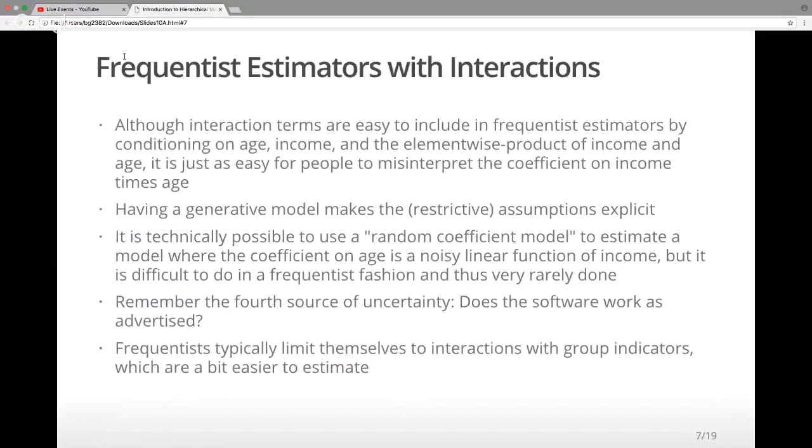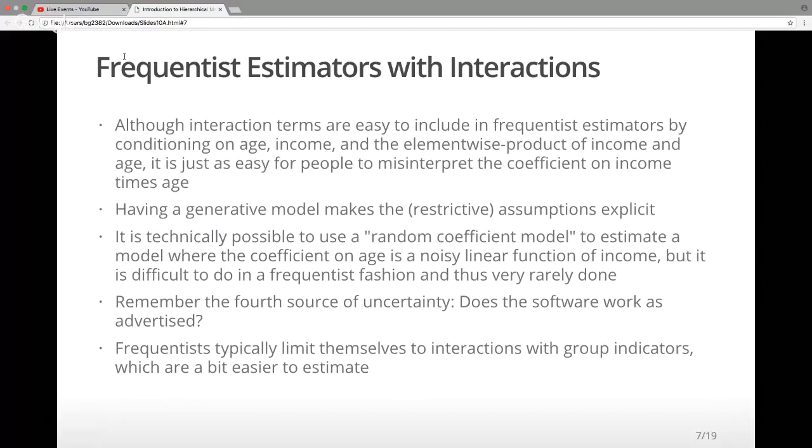and income, to use a so-called random coefficient model to estimate the one where the coefficient on age is a noisy linear function of income. But that is a difficult thing to do well from a frequentist perspective, and it's very rarely done. You don't see a whole lot of articles and journals and things like that using what frequentists call a random coefficient model, because it's difficult to do well. And maybe some justification for that comes from the fourth source of uncertainty that we talked about early on in the semester.